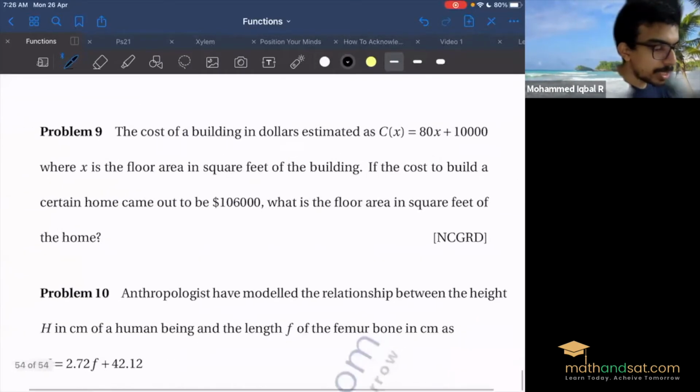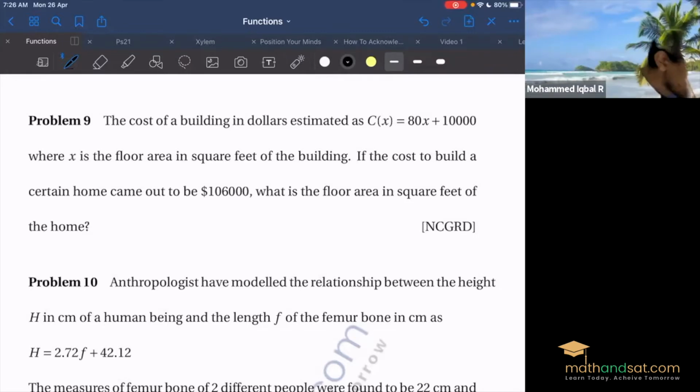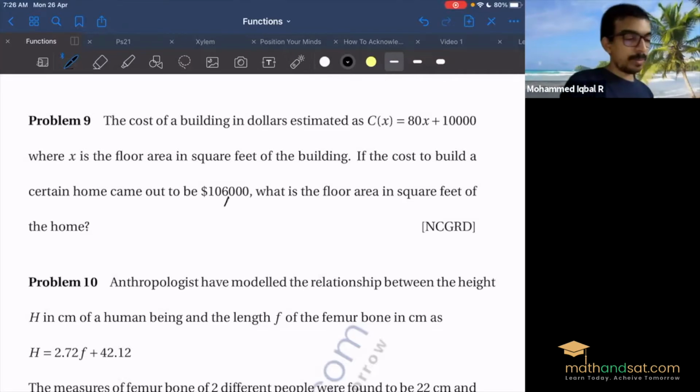We have two more questions in this. The cost of building in dollars is estimated as C of x is equal to 80x plus 10,000, where x is the floor area in square feet of the building. The cost to build a certain home came out to be 106,000. Okay, 106K. What is the floor area in square feet of the home?